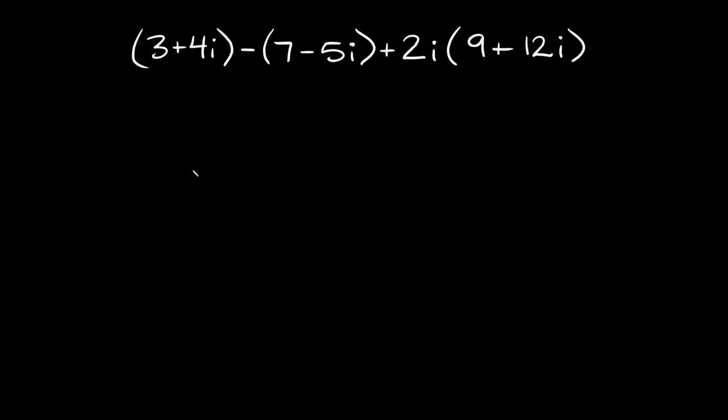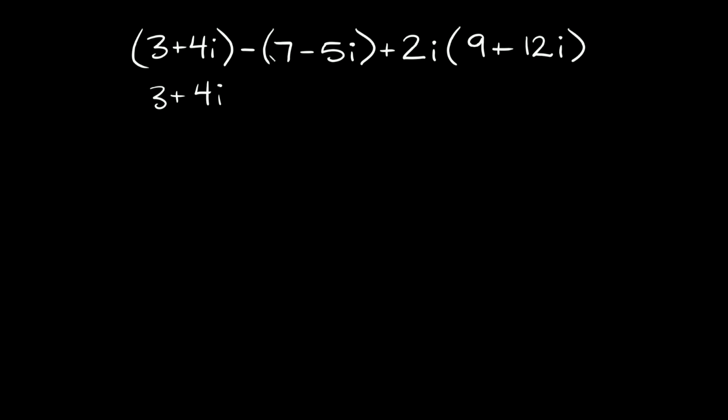So in this video, I'm going to teach you how to simplify complex expressions with large exponents, all right? So let's start with this one right here. In parentheses, we have 3 plus 4i, minus, in parentheses, 7 minus 5i, plus 2i times, in parentheses again, 9 plus 12i. Okay, so the first thing you can do with some of these parentheses is actually drop them if they don't have a negative sign in front of them, all right? So 3 plus 4i, we can just drop the parentheses and write this as 3 plus 4i, okay?